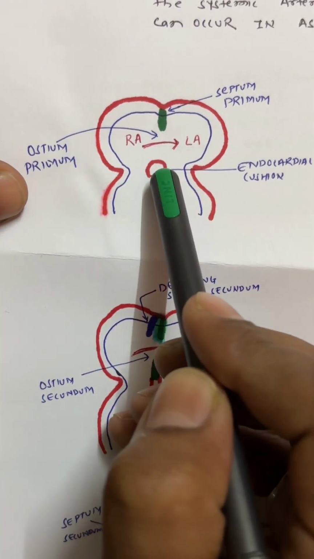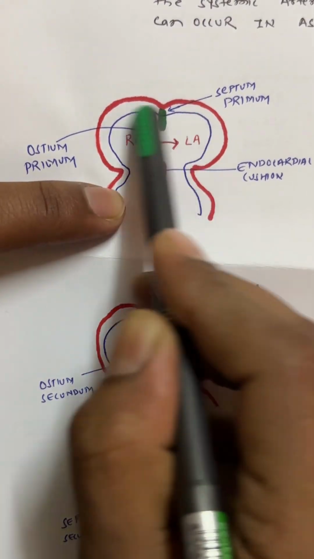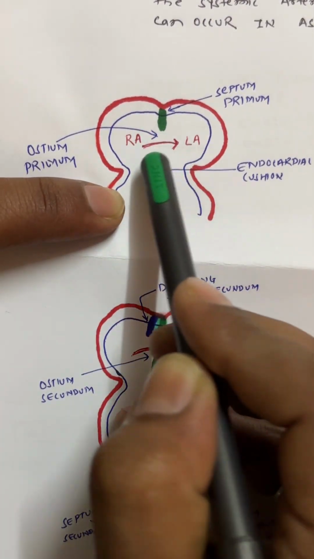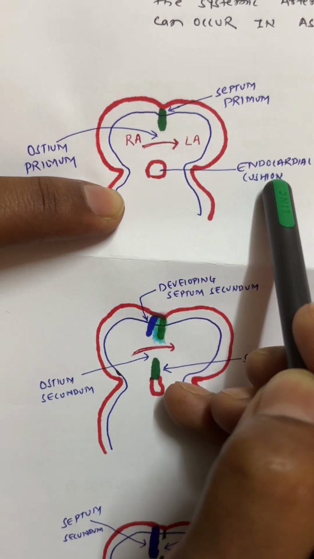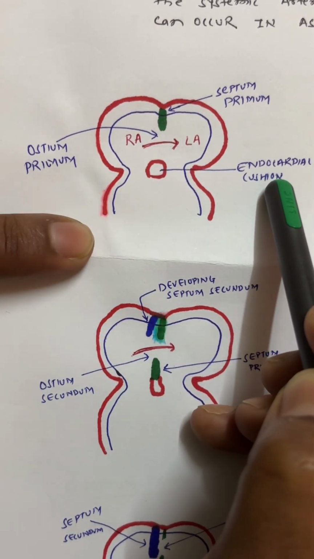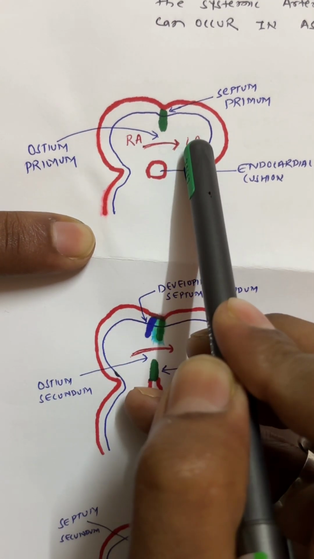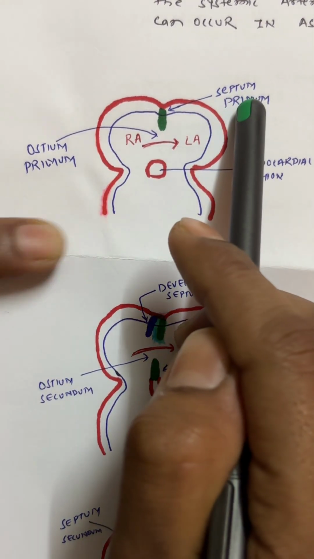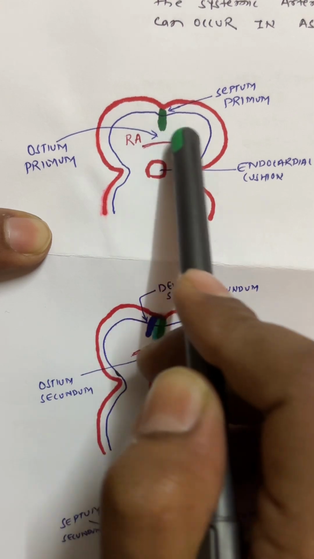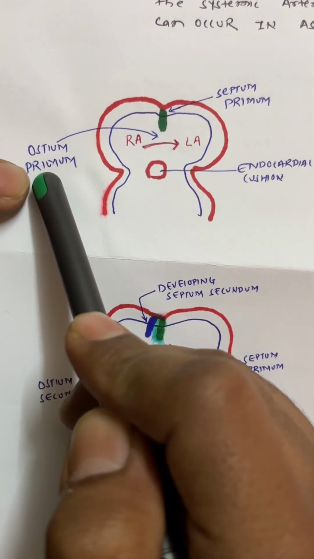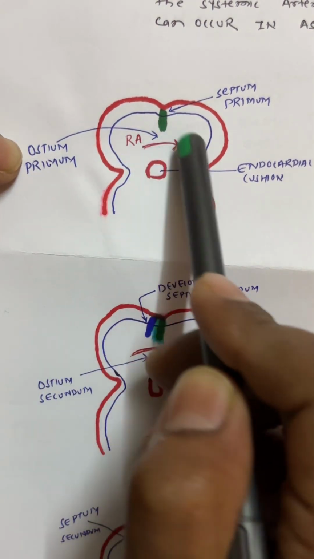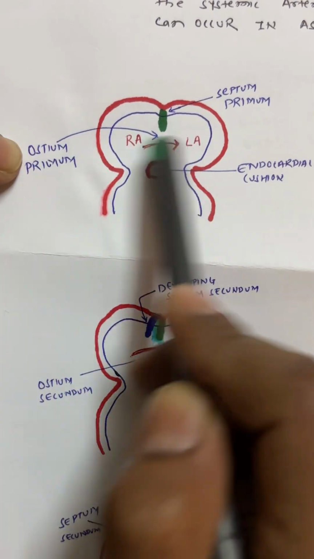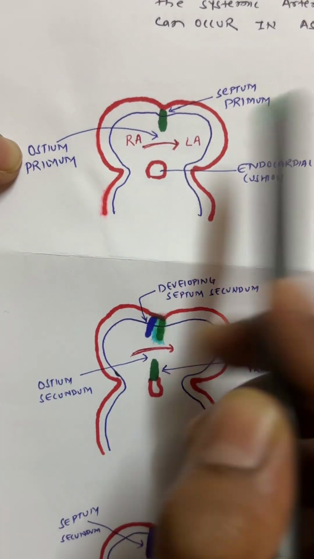And this part is atrium part, this is ventricle part. So in between them there is a cushion called endocardial cushion. So this is right atrium, this is left atrium, this is a septum called septum primum because it's developing first. Now this space between these two is called ostium primum. Ostium means an opening. So this opening is called ostium primum. So this is about this figure.